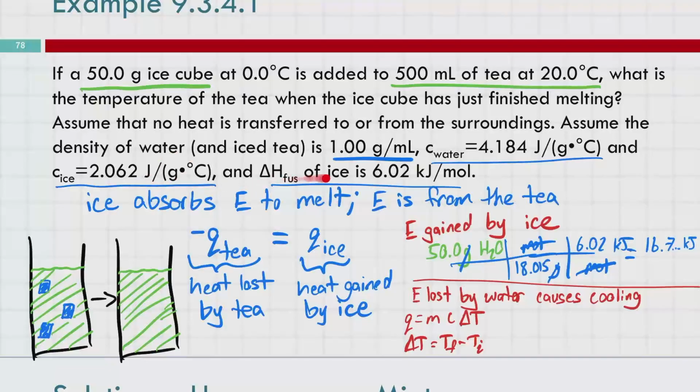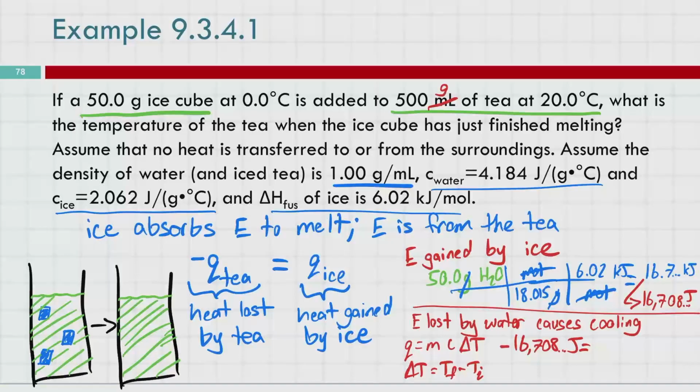So when we're using this, because our C value has joules, we want this to actually be in joules. So 16,708 joules. So negative 16,708 joules, because the Q of the tea is the opposite of the Q of the ice. So it's just a negative sign. We're losing this much heat. Equals our mass, the 500 milliliters. Our density is 1 gram per milliliter. This lets us swap in grams for milliliters.